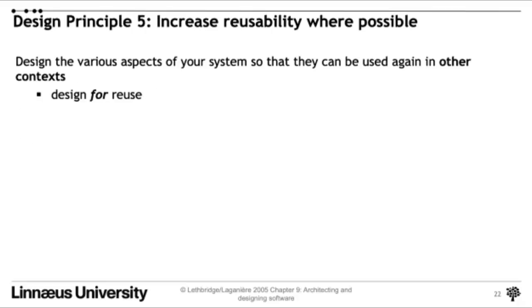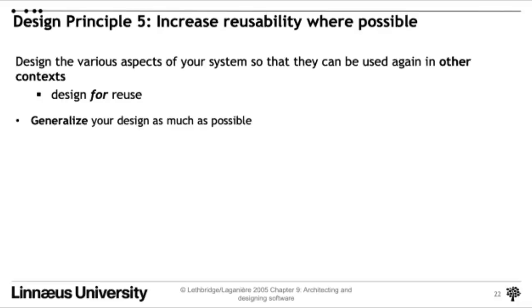Then design principle 5: increase the reusability where possible. As I said before, reusability is not something that happens by chance. Reusability must be designed. Design the various aspects of your system so that they can be used again in other contexts. This is called design for reuse. So your assets are reusable if you made them reusable.